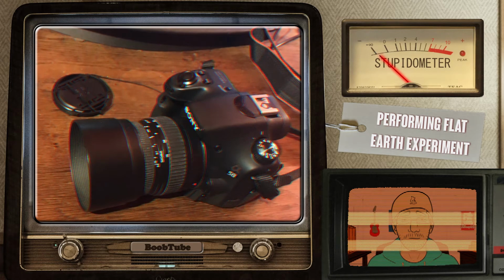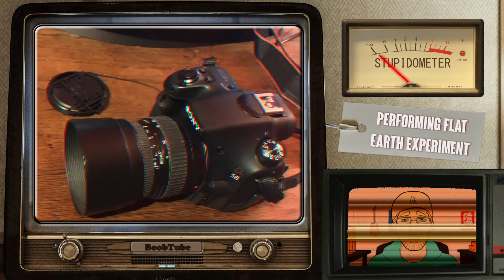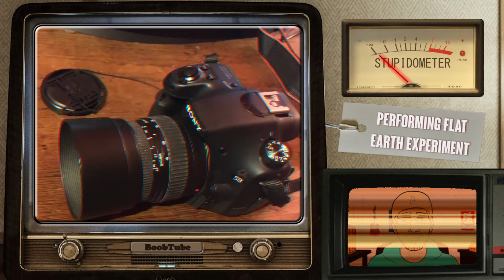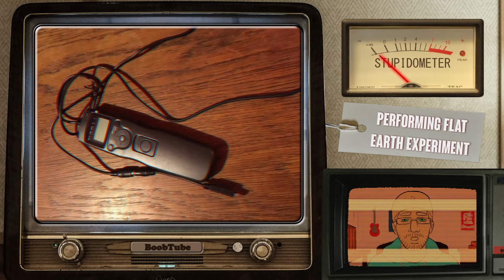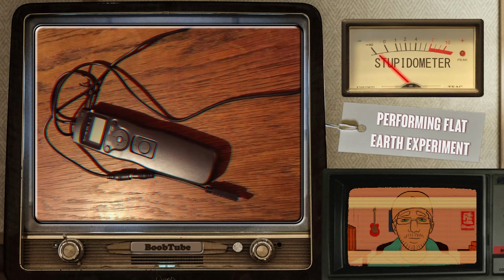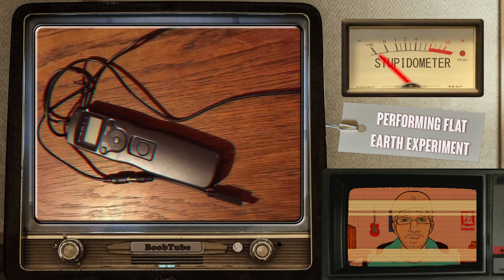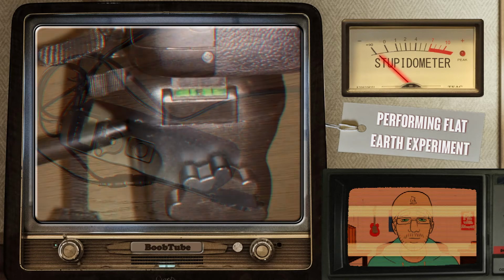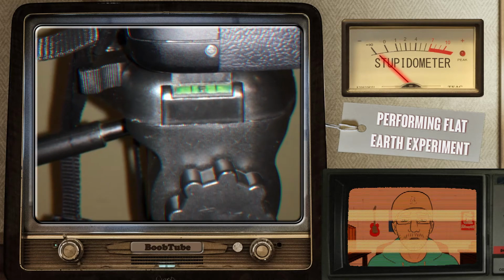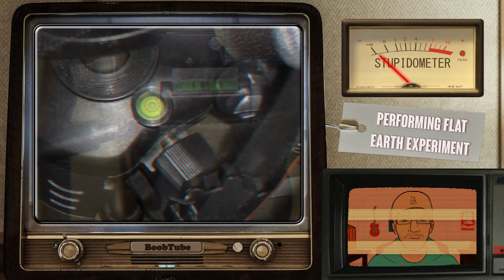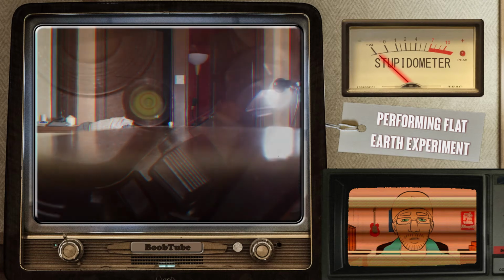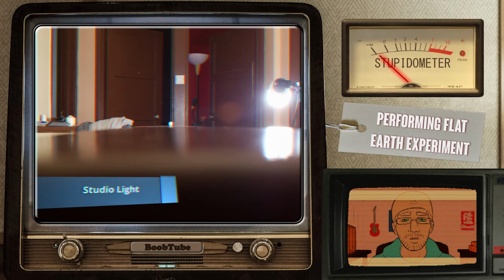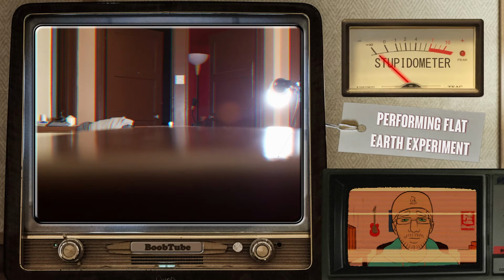For the gear, I have my cheap Sony a58 with a 42mm to 105mm lens. To minimize any movement, I used a tripod and a remote shutter. This is to ensure that I don't shake the camera when pressing the shutter button. The camera only does 20 megapixels. The photo resolution is 5456 by 3632 pixels. This video that you're watching is 1080p, or 1920 by 1080 pixels.